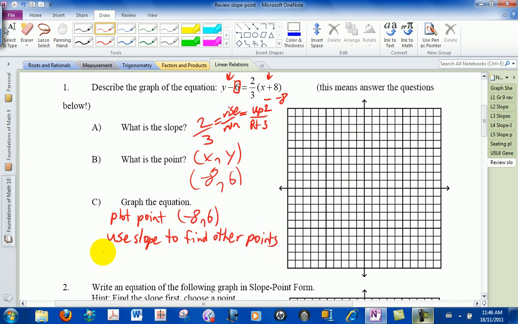And so that's when you start counting up to right 3. So here's negative 8. Up, negative 8, 6 is right here. Did you plot that in the right spot? Count right 3. 1, 2, 3. Up 2. There's my other point. So then you can use this to make a nice straight line.